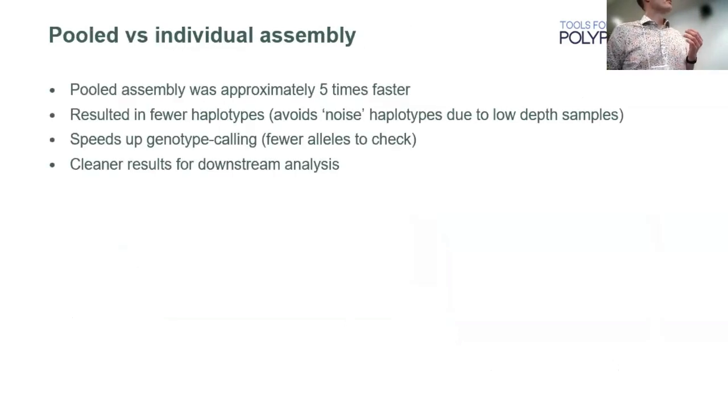So the pooled assembly is approximately 5 times faster. It results in fewer haplotypes, which should be a good thing in theory. And it certainly speeds up downstream analysis. So the next step in the process, genotype calling, in computational terms, scales with the number of haplotypes in that input VCF. So not only should it be a more confined and more restrained prior, which should be a more informative prior, it's also reducing the parameter space that we have to explore, so speeding up the downstream analysis.